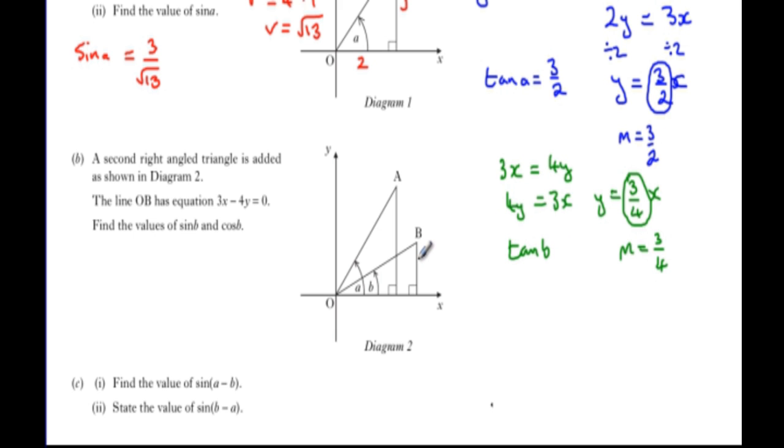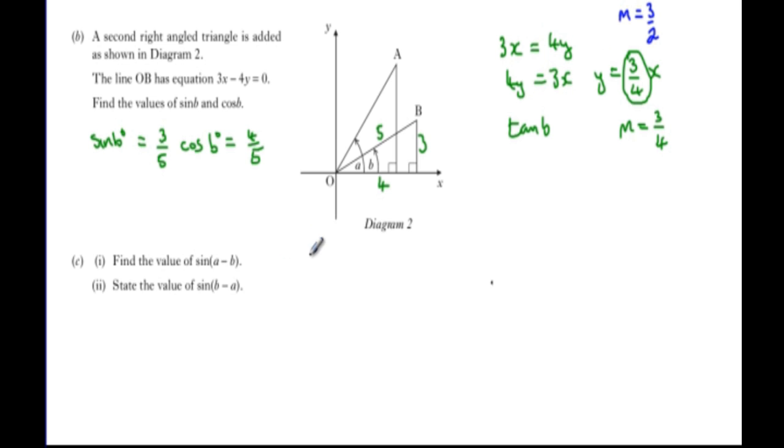We can then mark in the sides. Opposite is 3, adjacent is 4, and we'll recognise this as a 3, 4, 5 triangle. Which means that the sine of B is the opposite over the hypotenuse, which is 3 over 5, and the cos of B will be the adjacent over the hypotenuse, which is 4 over 5.